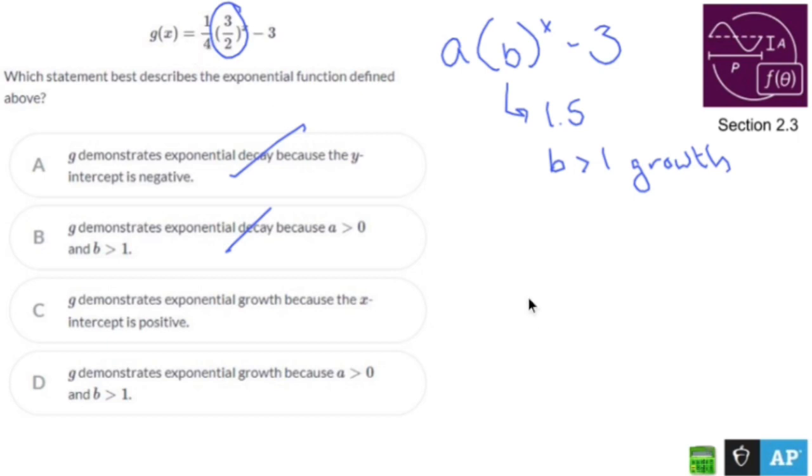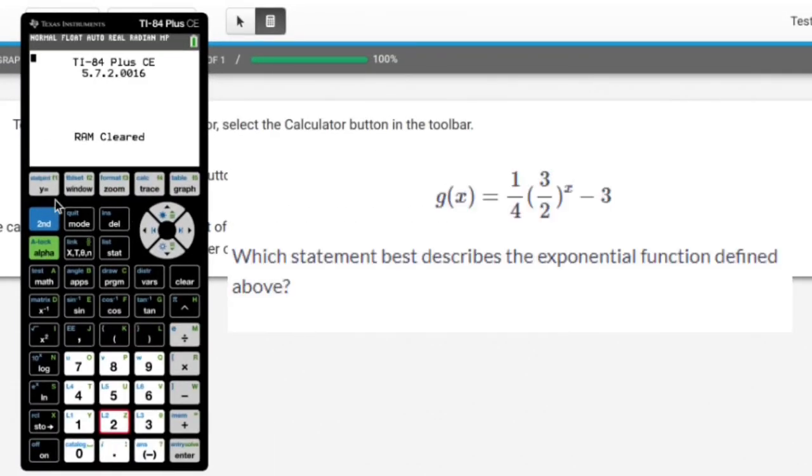So if this was negative, it would take that guy and flip it upside down. But since b is positive and greater than 1, and a is positive, we have exponential growth, so D is going to be my answer. Now, let's throw this into a calculator and make sure everything is good. All right, so even though I didn't need my calculator, let's type it in and see what happens anyway, just to make sure that we got D correct.